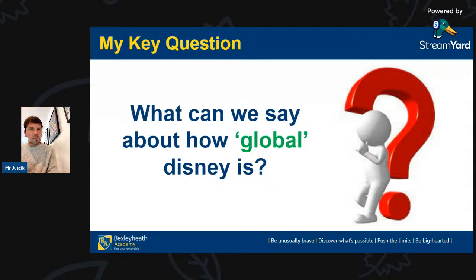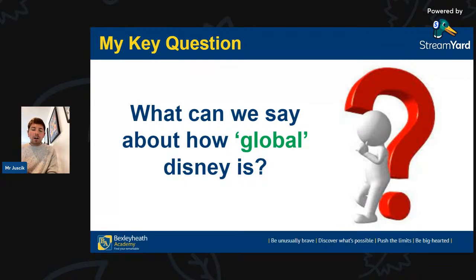What can it actually tell us about how global it is? So with the people around you, all I want you to do is start typing your answers away into the chat window, and we'll see what some of you think. Do you think it is really global? Do you think actually they could be even more global? Okay. And do you actually agree with Disney creating all these movies from all different parts of the world?